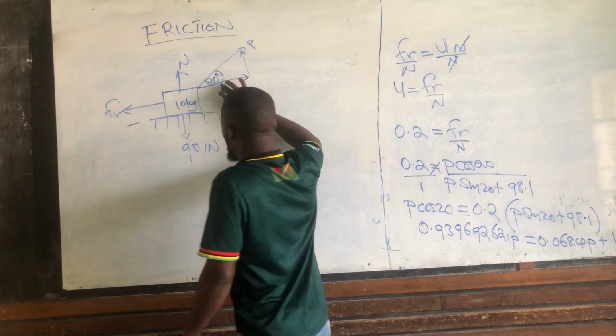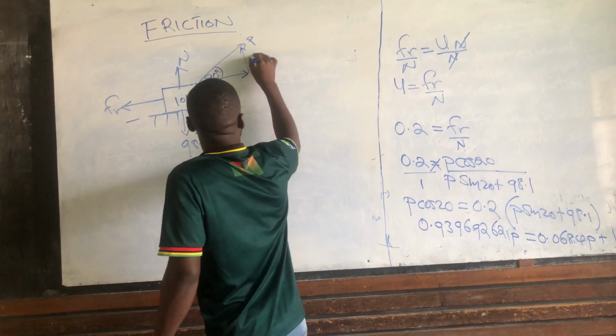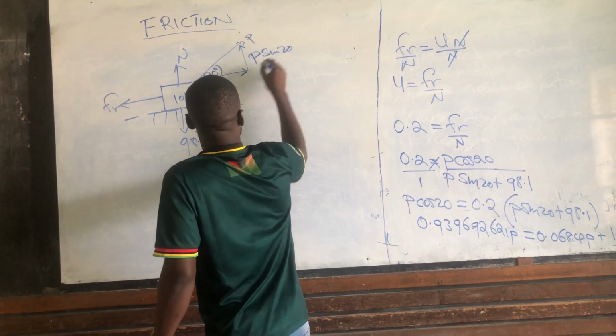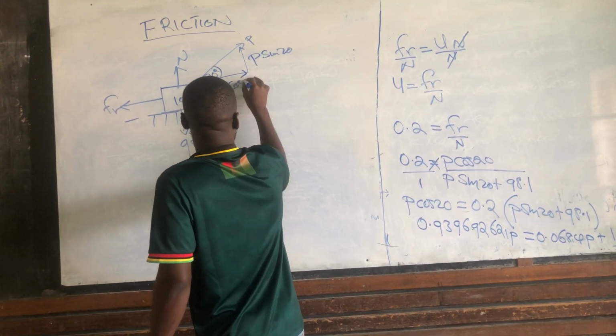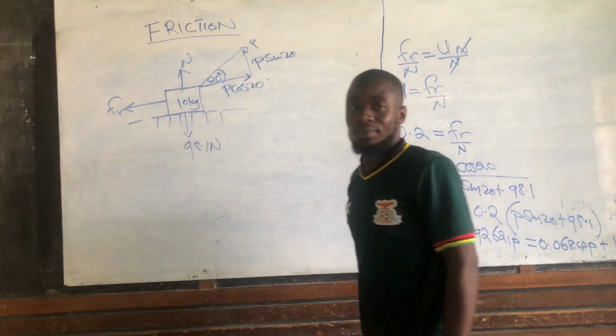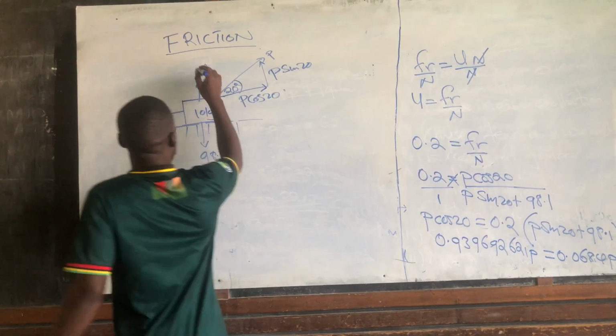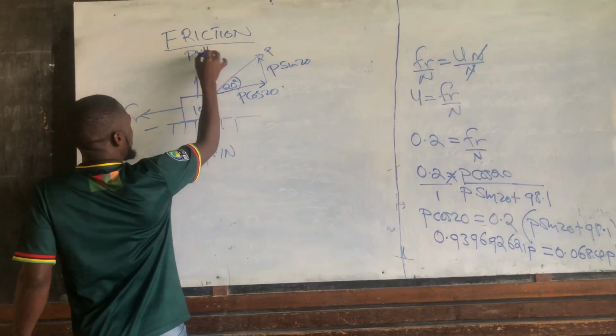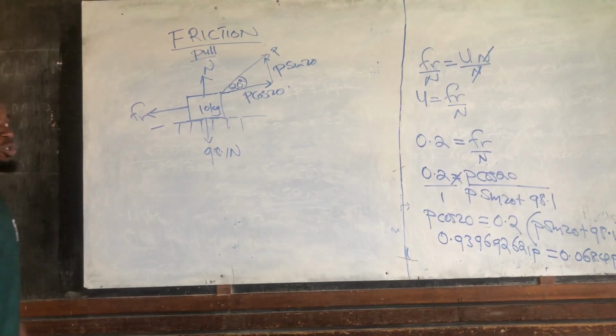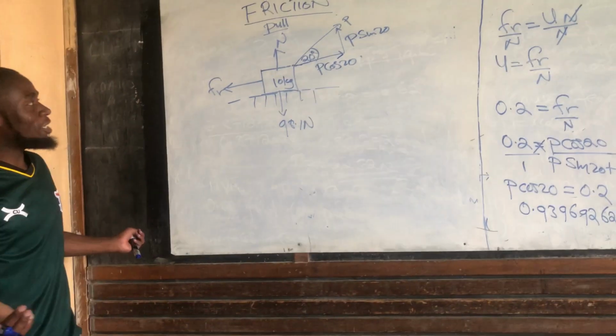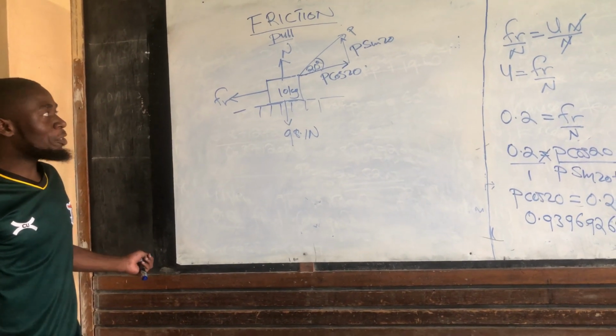Very important. The side opposite the angle is what? P sine 20. And this one is P cos what? 20. Okay. As simple as that. So I made the free body diagram for P on the horizontal surface here. As simple as that. Then they can ask you the same question there.